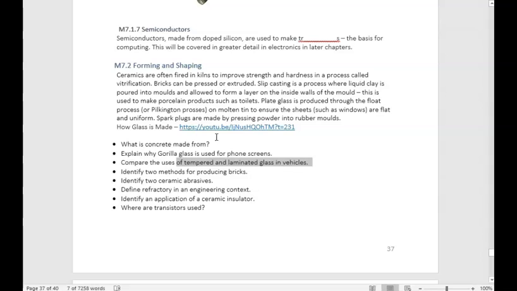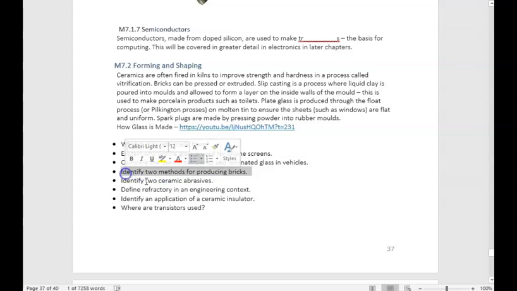Campbell, why do we use laminated glass in cars? It's the strong one. Where do we use it? Zach, it doesn't shatter. Where do we use it? The front, the windshield. Yeah. Okay, where do we use tempered or toughened glass? The side ones, so that we can escape.